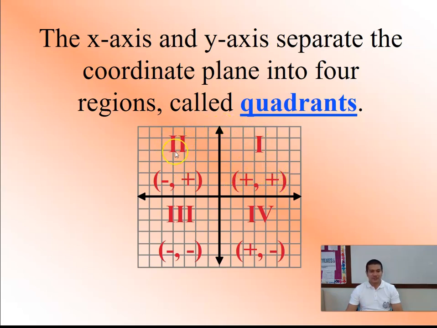Then in quadrant number 2, we have negative x and positive y. In quadrant number 3, negative x and negative y. And then in the fourth quadrant, we have positive x and negative y. You can observe here that from the origin going to this side is positive, going to the other side is negative, and from the origin going up is the positive y-axis, and going down is the negative y-axis.